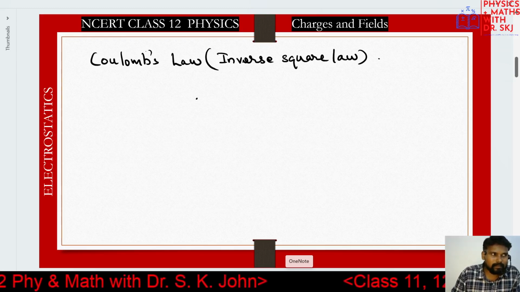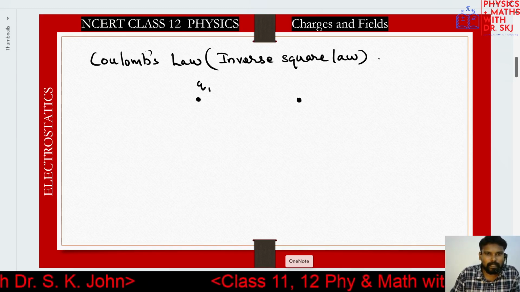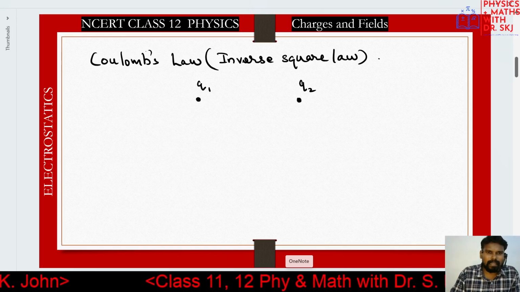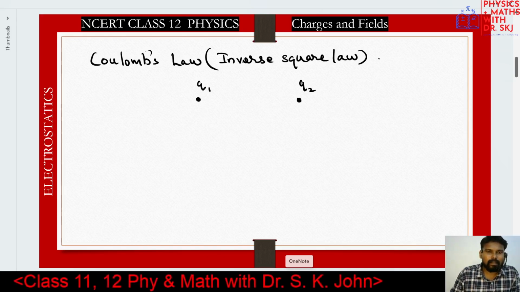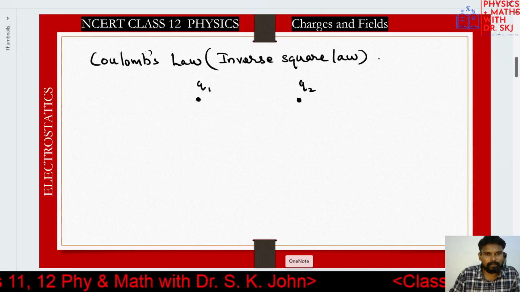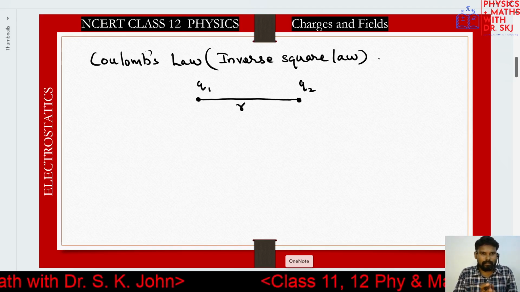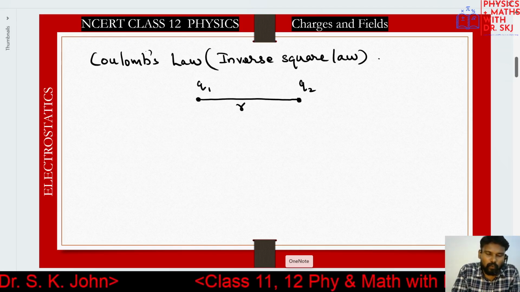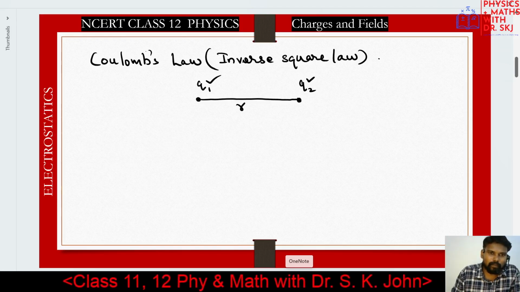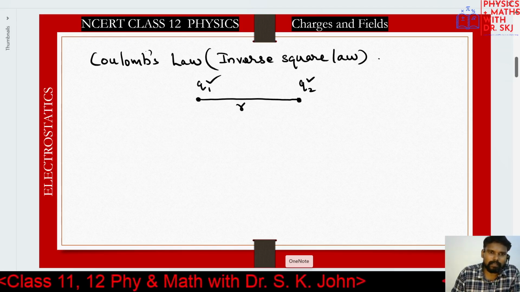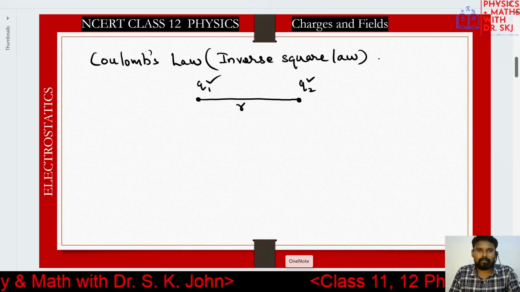Consider two charges, Q1 and Q2. A charge is represented by the letter Q. Small q or capital Q you can use. Q means quantity of electric charge. Suppose r is the distance between these two charges. Then, according to Coulomb, the force between these two charges, the signs of the charges can be plus or minus. This can be plus or minus, and this also can be plus or minus, no problem.